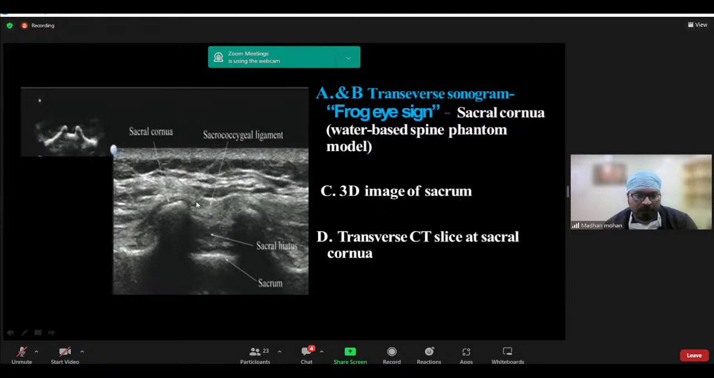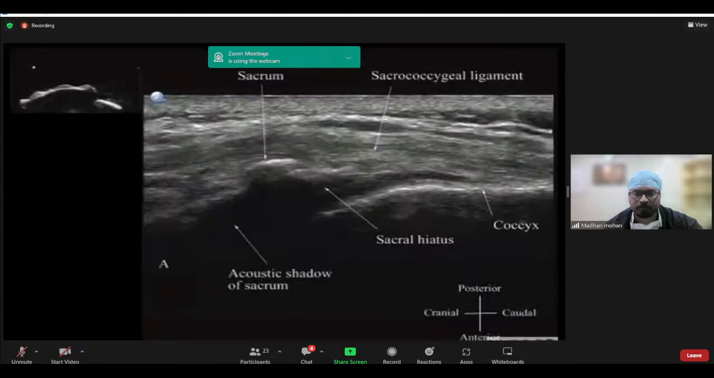So you can make use of this view and do the block, or you can make use of the longitudinal view. If you are making use of this view, you may need to put the needle out of plane. So the probe will be lying like this, and you come out of plane and enter this ligament. In plane is not advisable because it may be difficult for us to reach. You may need to come in at a steeper angle, and unless you have an echogenic needle, you may not appreciate the needle well.